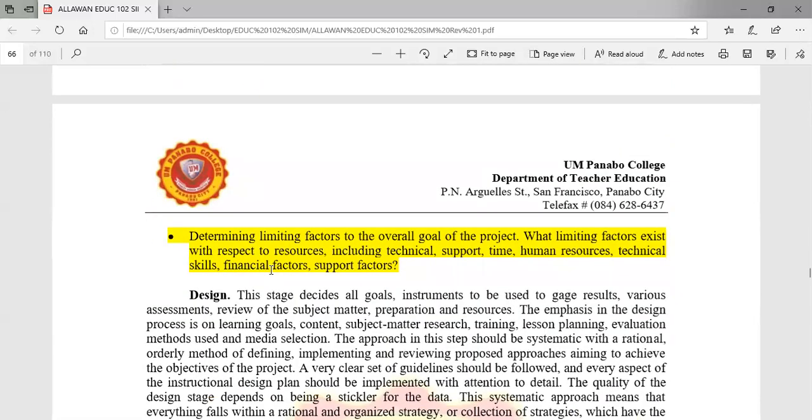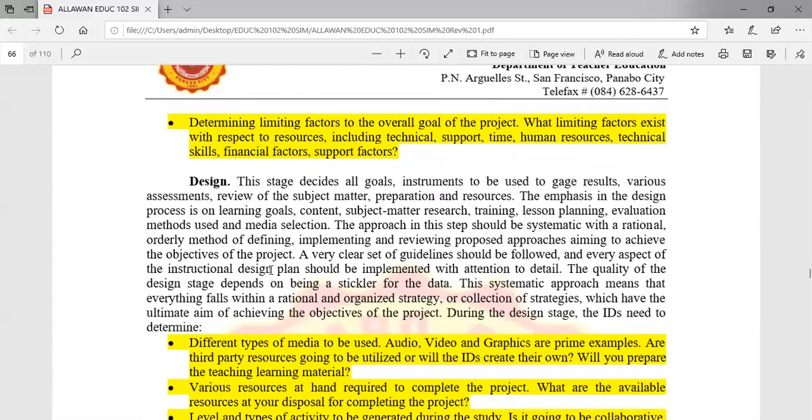There are many of them. The second one in the ADDIE model is the design. This stage decides all the goals, the instruments to be used to gauge results, various assessments, review of the subject matter, preparation, and the resources. From the word design, you decide on the instruments and the goals, from the analysis that you used as your goal setting period.